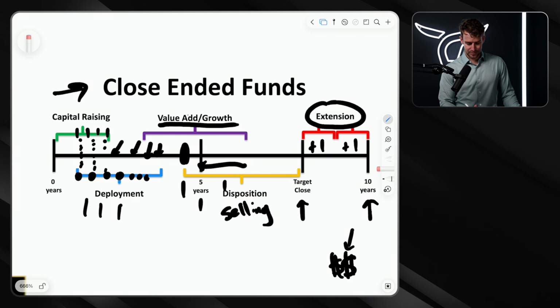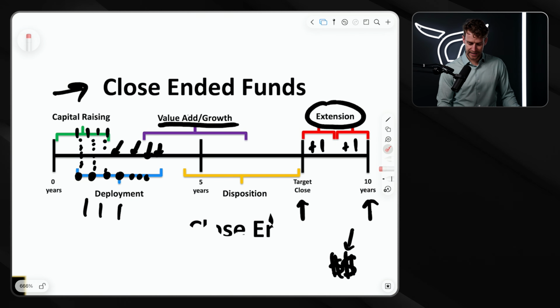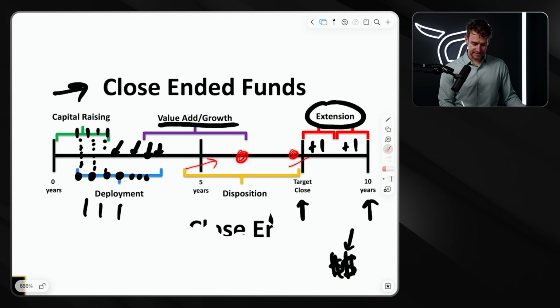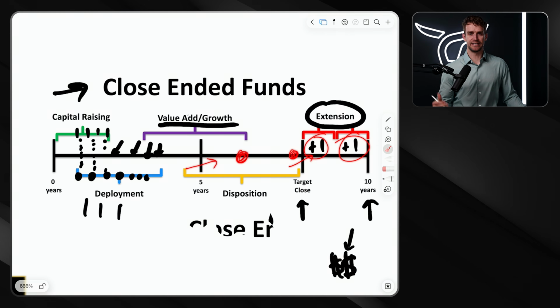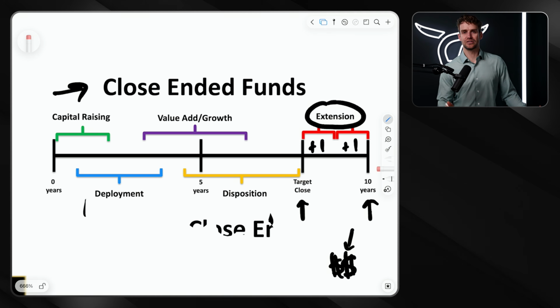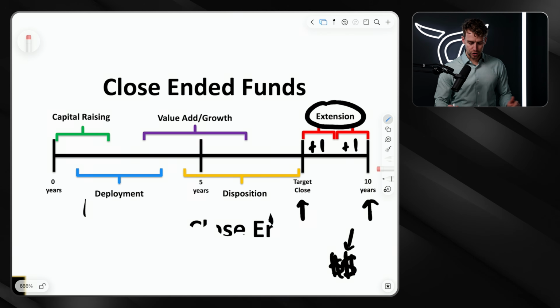But maybe the market's pretty lousy. That's okay. It gives you flexibility. You can delay and maybe sell your assets here or here. Maybe there's a great depression that happens. We can extend and sell the assets here to get the best price possible. Again, if you can sell earlier, that's better because it gets you a better IRR back to investors. So this is a typical close-ended fund model.